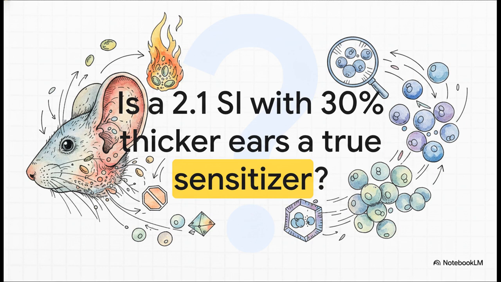So the real question is, are those lymphocytes proliferating because of a true allergic sensitization, or are they just frantically rushing to repair a severe chemical burn? Being able to parse out the difference between a false positive caused by severe irritation and a true sensitizer, that's exactly what separates a good regulatory scientist from a great one.